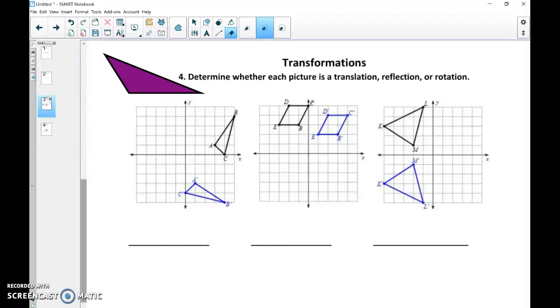Alright guys, so here's a video on the transformation section of the concept quiz that you took yesterday on Thursday. Now I want to go through each of the three types before I tell you what the answers were for the quiz.